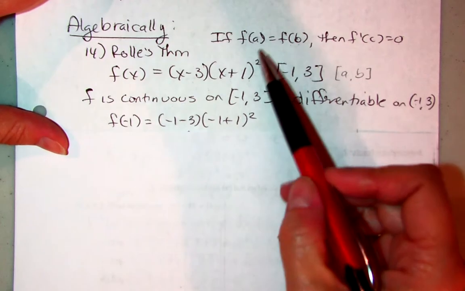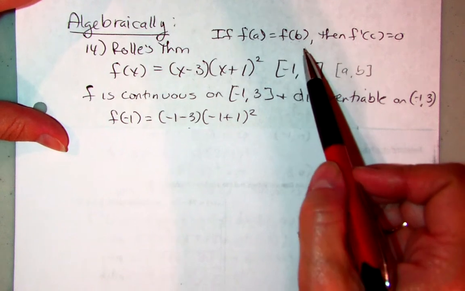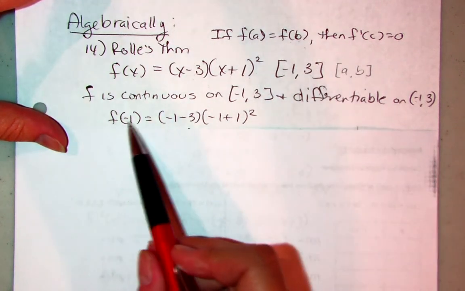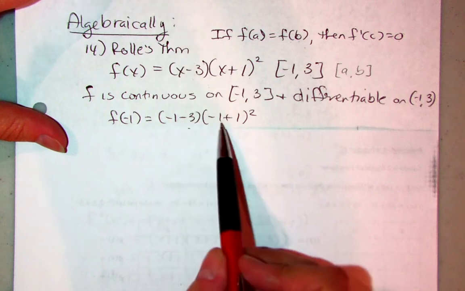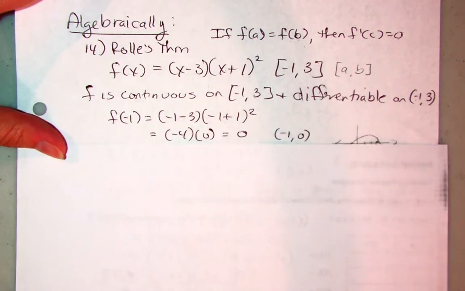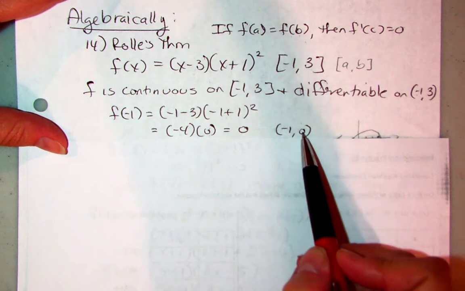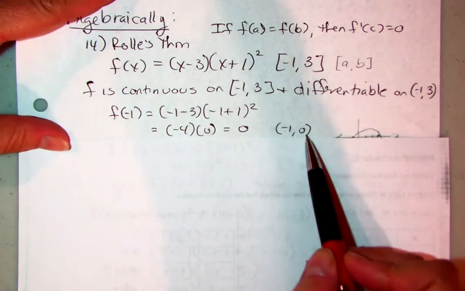So, if f of a equals f of b, let's go check that out. A and b is what? My two endpoints of my closed interval. So let's do f of -1. I'm going to evaluate that. Let's see, that's a -4, that's 0. -4 times 0, that's 0. So at x equaling -1, that is 0.